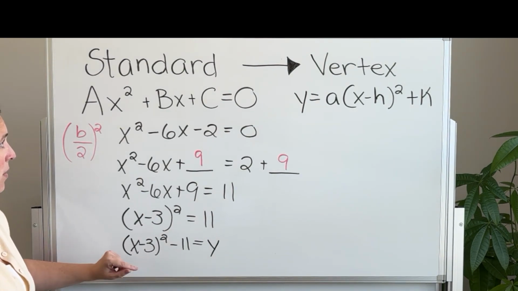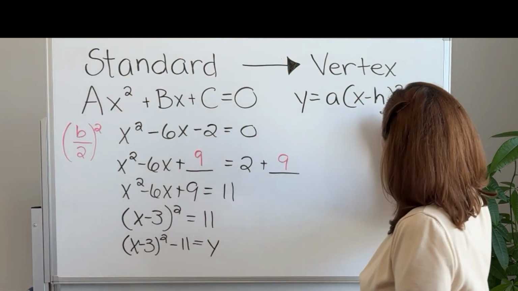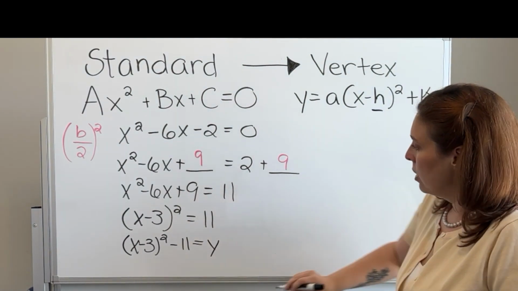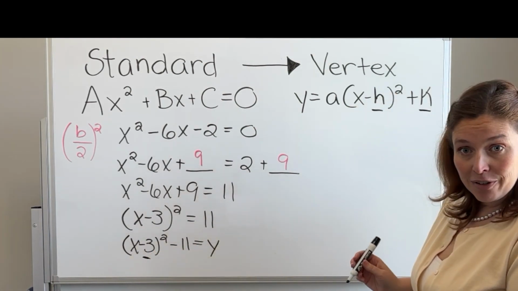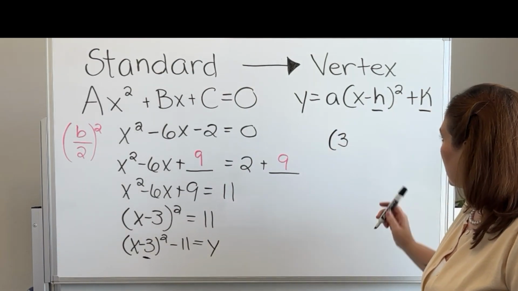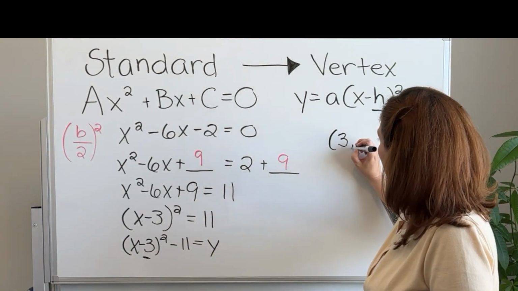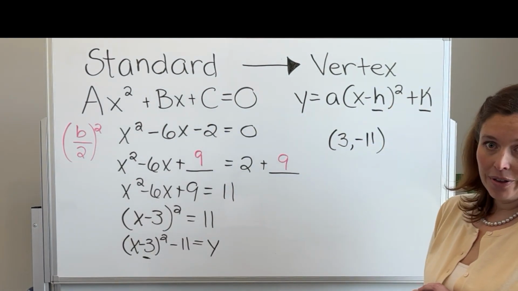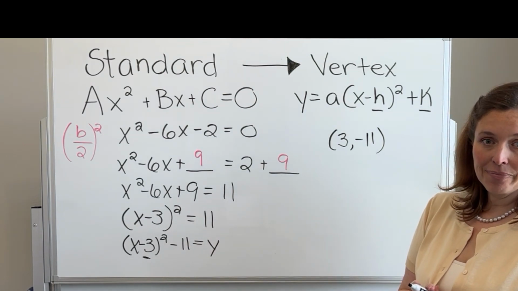So what is the ordered pair for the vertex of this parabola? Well, remember the h is the x, and the k is the y. So with x minus 3, we have the opposite of 3, so the x coordinate is going to be 3. The k would be this negative 11, so that y is going to be negative 11. So the ordered pair for the vertex of this parabola is (3, negative 11).